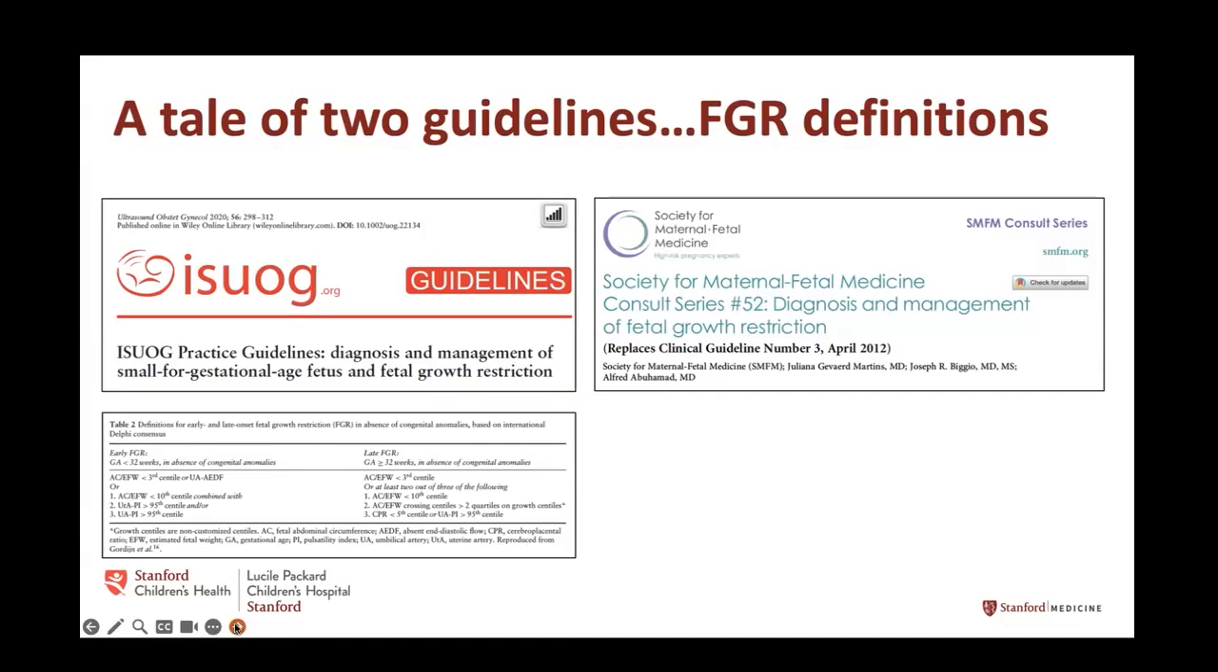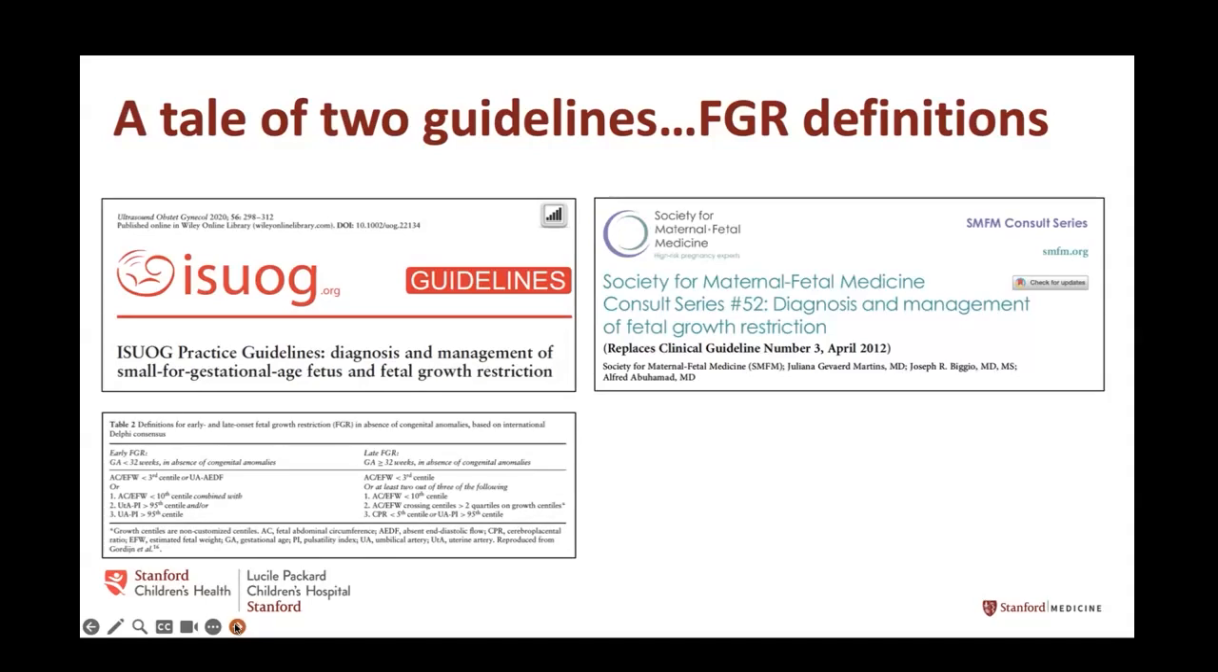But ISUOG does define early versus late, and they use a cutoff of 32 weeks. And if it's after 32 weeks, they have this combination of the abdominal circumference and other Doppler indices, and it can get quite confusing. They use uterine artery Dopplers and things that we don't necessarily use in the United States. But the concept here globally is that ISUOG really wants to identify sonographic markers of severe disease when defining fetal growth restriction.